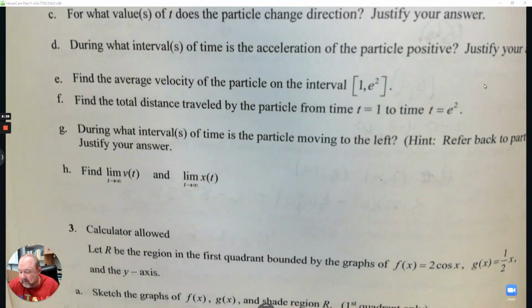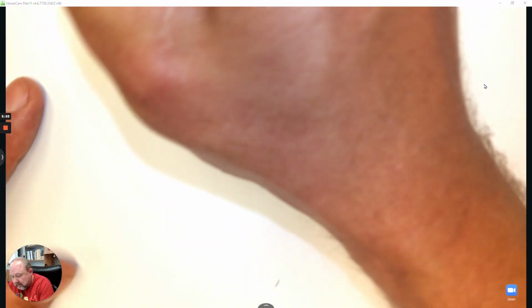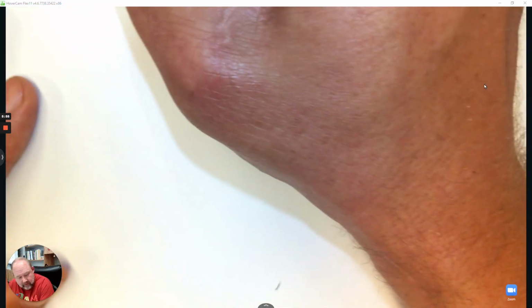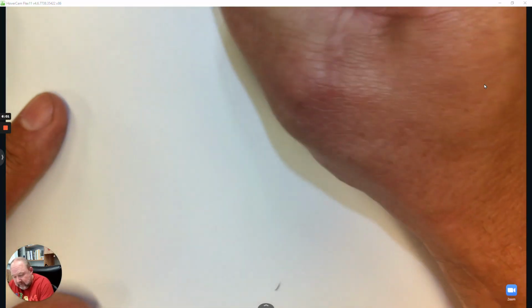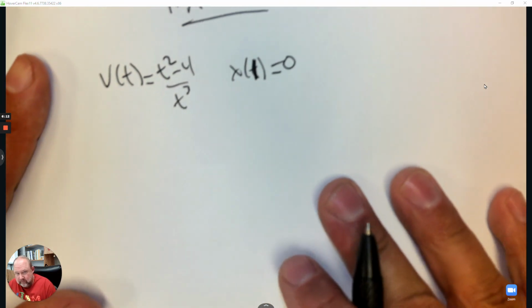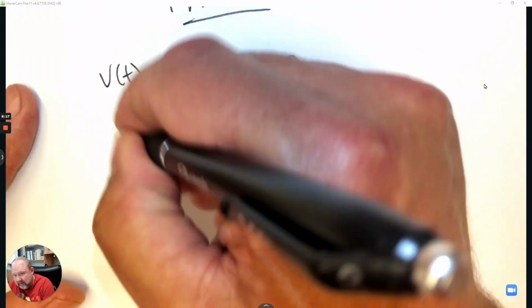This might require a little more writing, so I'm going to switch. So review assignment number 22. You're given the velocity is t squared minus 4 over t cubed. You're allowed to use a calculator here, and the initial position is 0 when t equals 1. So when t equals 1, the position is 0. And it says write an expression for the acceleration of that.